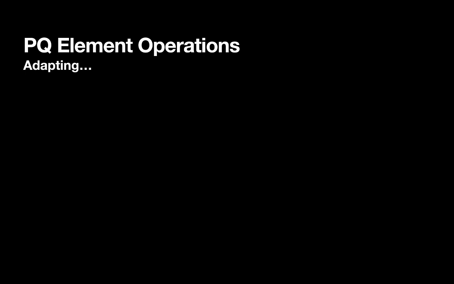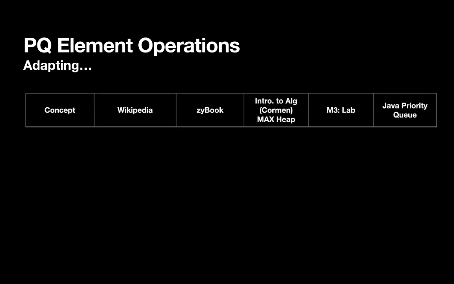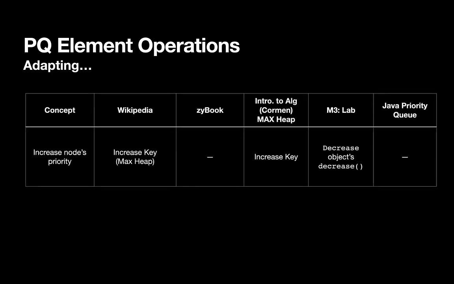Okay, to be able to change the priority of an item that's already in the priority queue, to adapt an existing item's priority, we need some approaches to do that. So if we want to increase the node's priority to make it more important, which may make it move up in the heap, with max heaps, which Wikipedia and the Cormen book use, they both refer to this as increasing the key. In our case, we're doing a min heap, so we're going to have a decrease object that has a decrease method. So this is the second thing that we'll have named decrease.